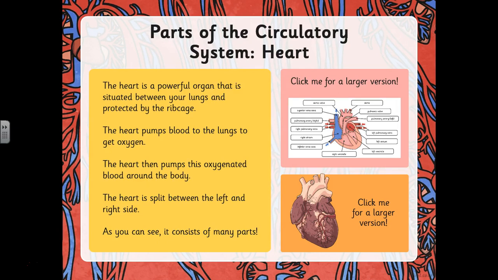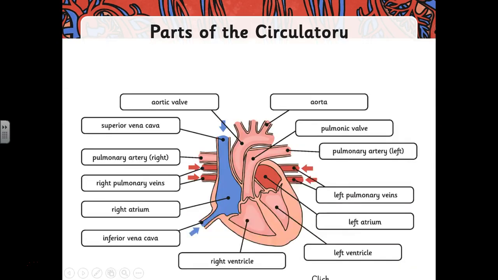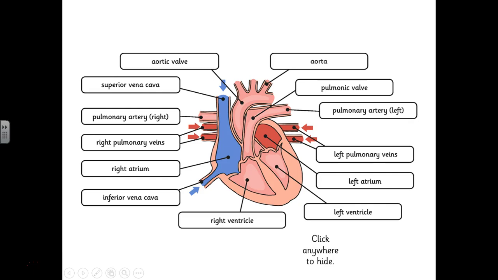The heart. The heart is a powerful organ that is situated between your lungs and protected by the rib cage. The heart pumps blood to the lungs to get oxygen. The heart then pumps this oxygenated blood around the body. The heart is split between the left and right side. As you can see, it consists of many parts. Pause the video and have a look at the different parts of the heart.